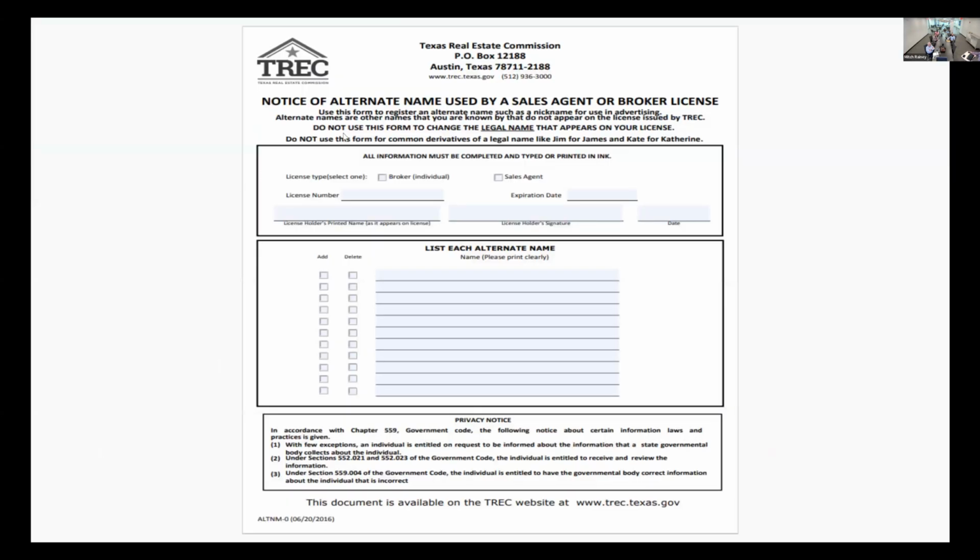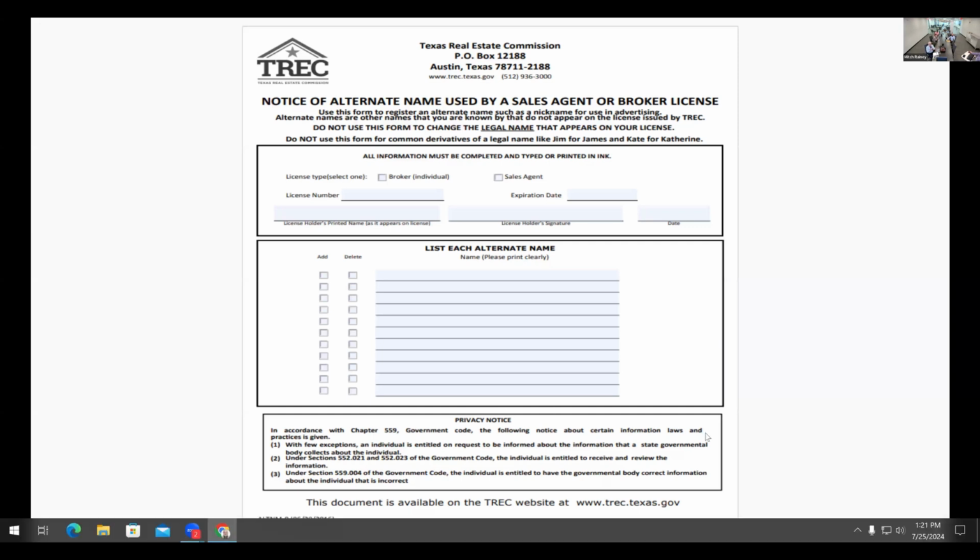For the alternative name, that one's easy. You just use this form. Fill it out. Most of the time, if somebody needs it, I'll do it for you. You just have to sign it and we send it in. And when you look up someone on TREC who's using a middle name or a maiden name, you'll see their license name and then right underneath it, their alternative names. Unfortunately, it does not show if you're using a DBA.